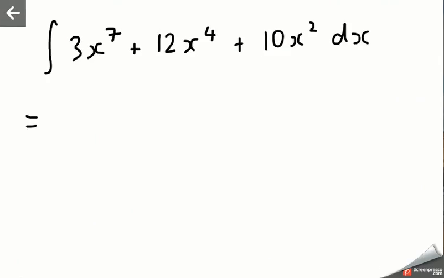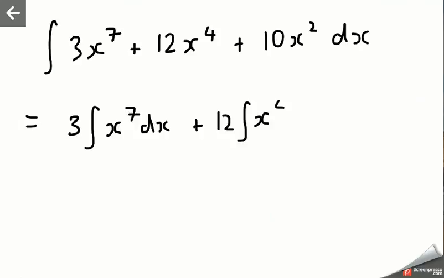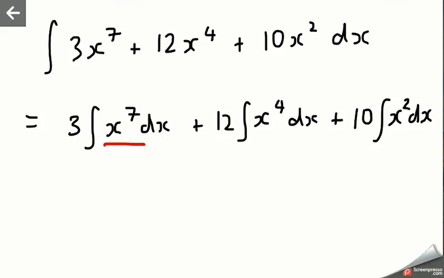Therefore, this is equal to 3 times the antiderivative of x to the power of 7 with respect to x plus 12 times the antiderivative of x to the power of 4 with respect to x plus 10 times the antiderivative of x squared with respect to x. And now it's easy because we just apply the power rule that we just learned. You add 1 to the power and divide by the new power.